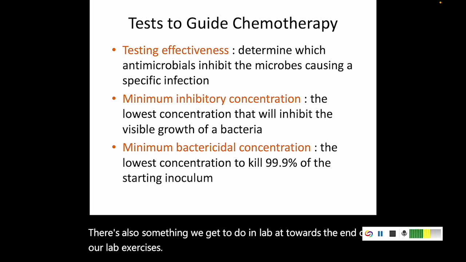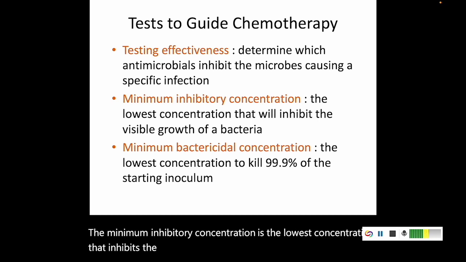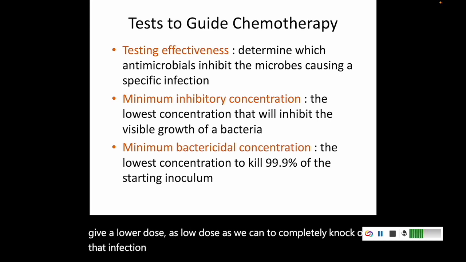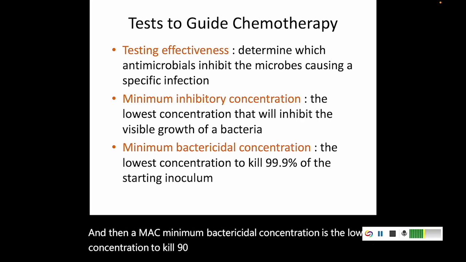The minimum inhibitory concentration is the lowest concentration that inhibits the visible growth of bacteria. We tend to want to give as low a dose as we can to completely knock out that infection, but keeping it at a lower dose reduces the risk of side effects. And then a minimum bactericidal concentration is the lowest concentration to kill 99.9% of the starting inoculum.